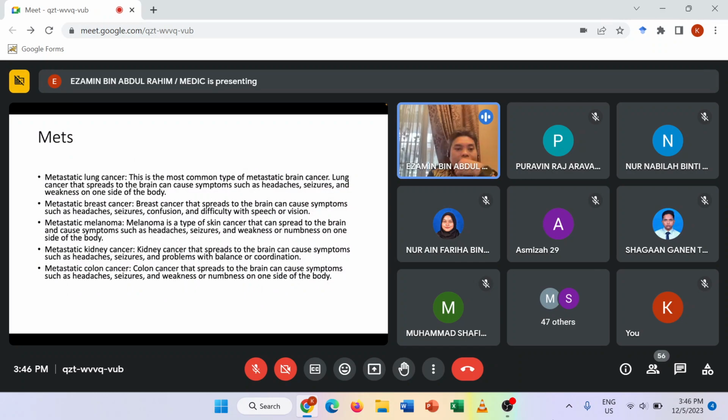And then we go to the malignant ones, of course, metastasis. Lung cancer is the most common type. The lung cancer can be anything. Okay, the appearance is varied. Some are solid, some are pseudo solid.